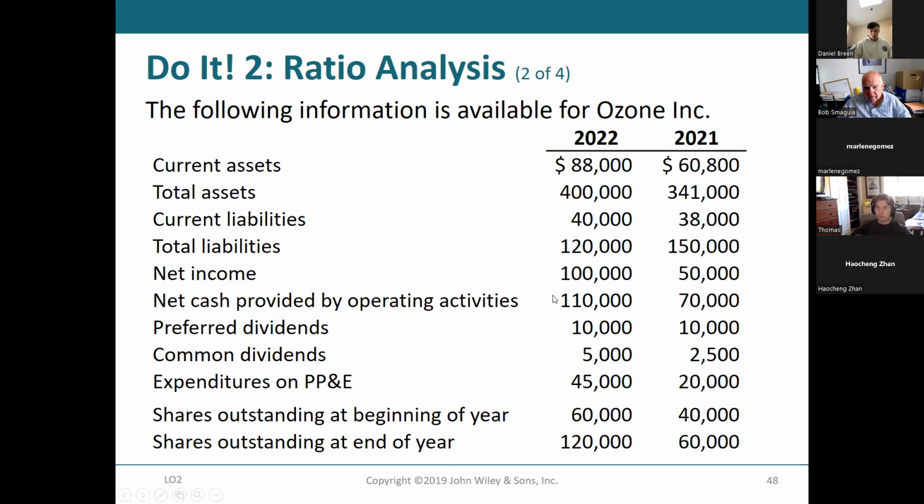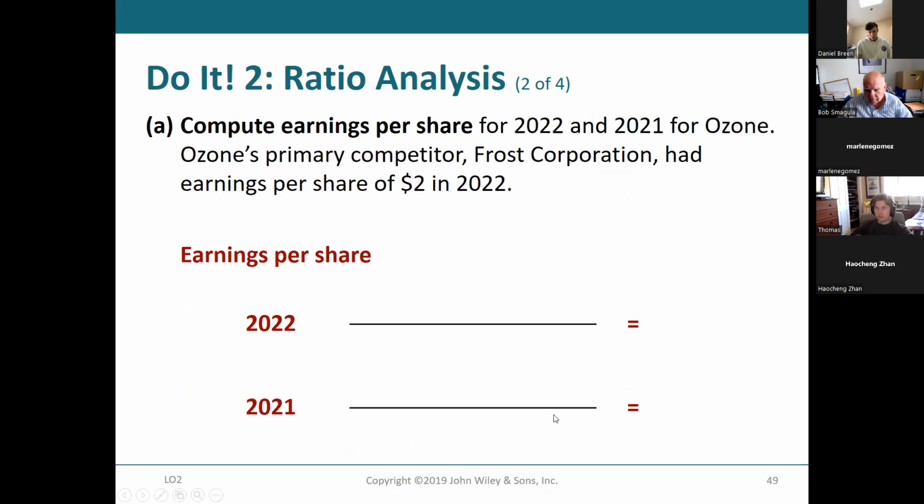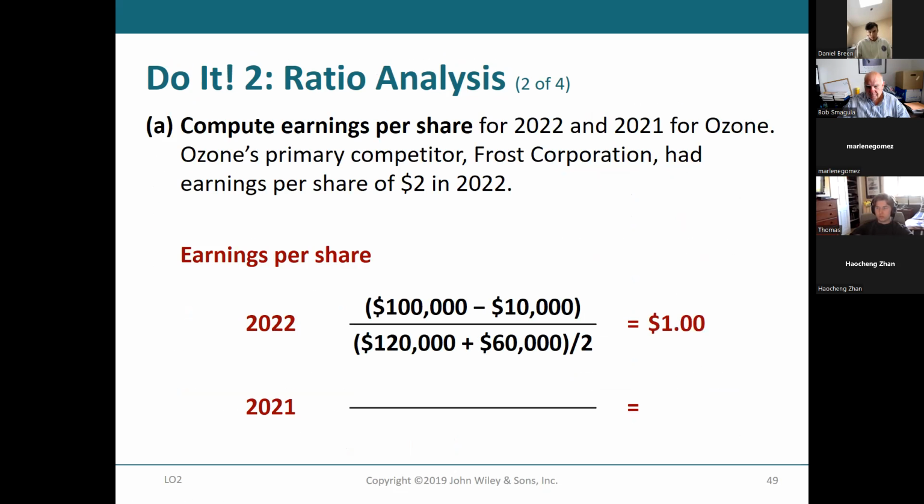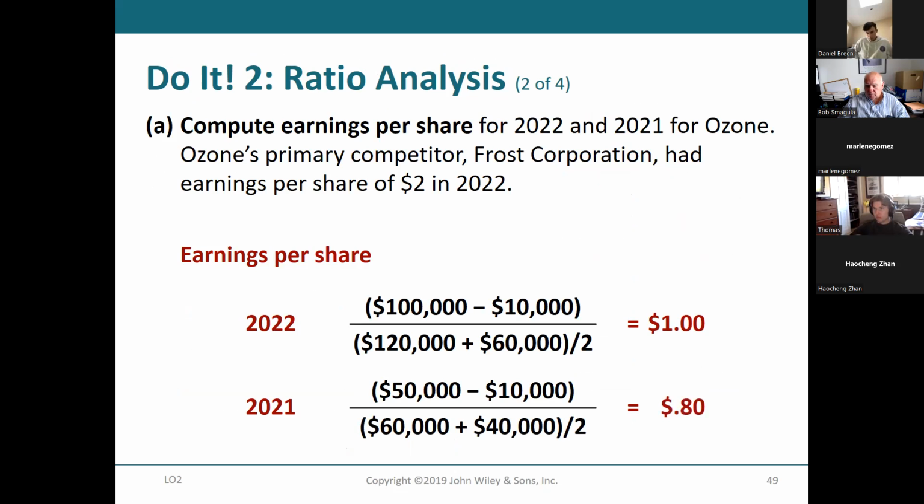So let's start again. $100,000 net income minus any preferred dividends gives us the basis. We're going to divide that number by the average shares, which would be 180 divided by 2, or 90,000. There we go. In 2022, it was $1. In 2021, it was 80 cents. Income, 100,000 minus any preferred dividends divided by the average outstanding shares.